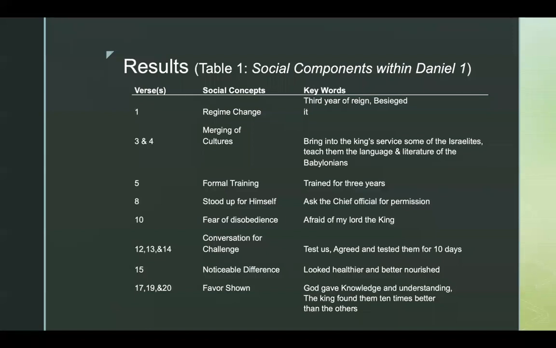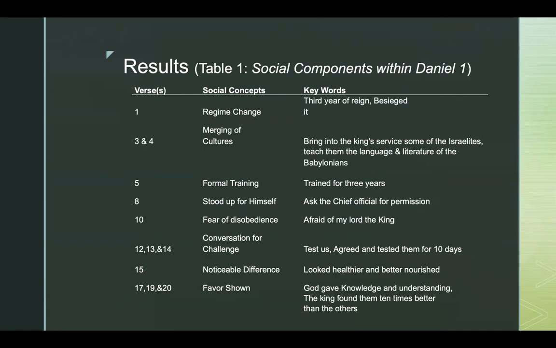And in Table 1, we see social components inside the chapter of Daniel 1 displayed with their correlating verses and keywords. It is through the social and cultural texture of the socio-rhetorical analysis that a researcher can see the emotions develop throughout these social understandings and clashes. And we can see that in the second row, with verses 3 and 4 having the merging of cultures when King Nebuchadnezzar brought some of the Israelites into his palace to teach him the language and the literature of the Babylonians. And by understanding social components, one can dive deeper into the cultural impact supporting the biblical passage.